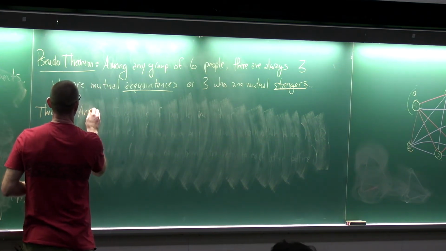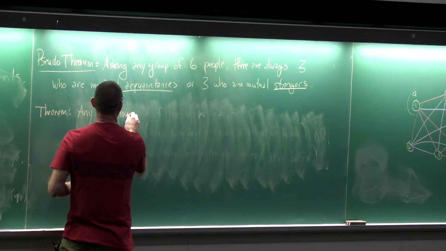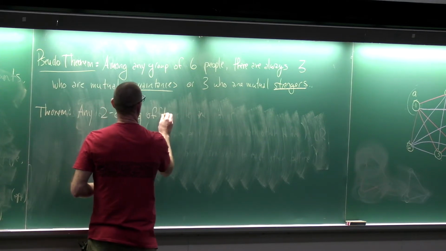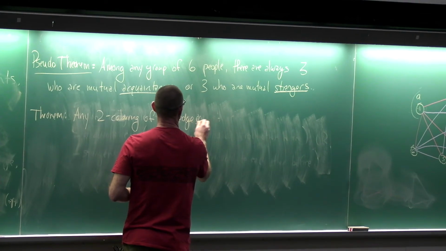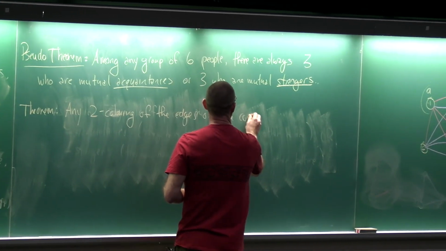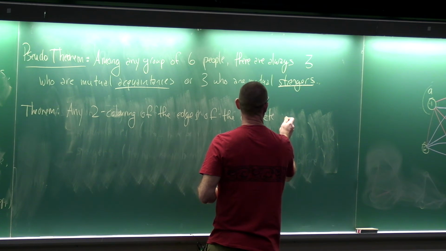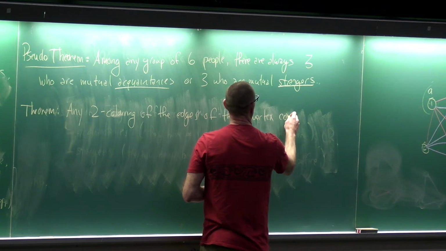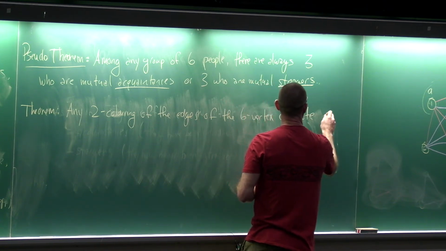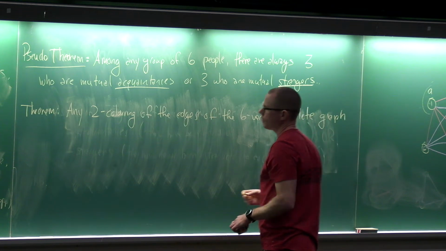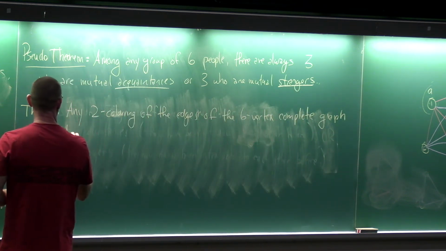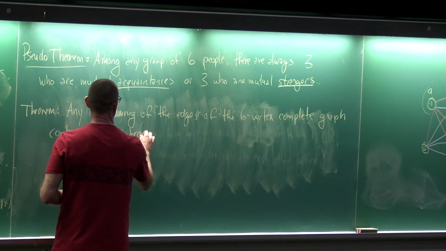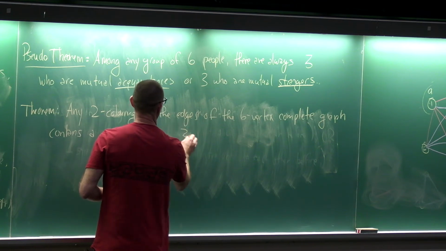So let's write it this way. Any 2 coloring of the edges of the complete 6 vertex graph contains a monochromatic 3 cycle.